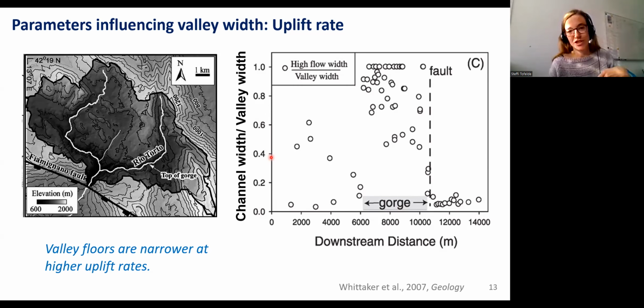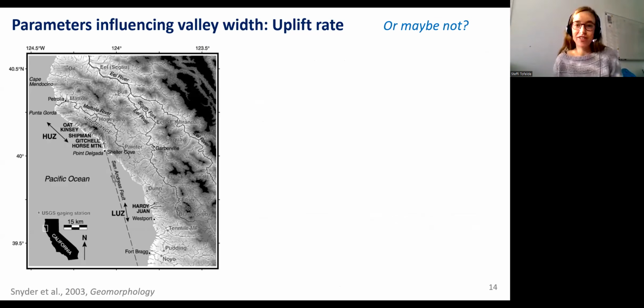So this study suggests at least that uplift rate might play a role, but in the end, it's only half of the story, because there is another story. Snyder et al. have investigated the role of uplift on valley width at a very famous site for geomorphology, I guess, the Mendocino triple junction.